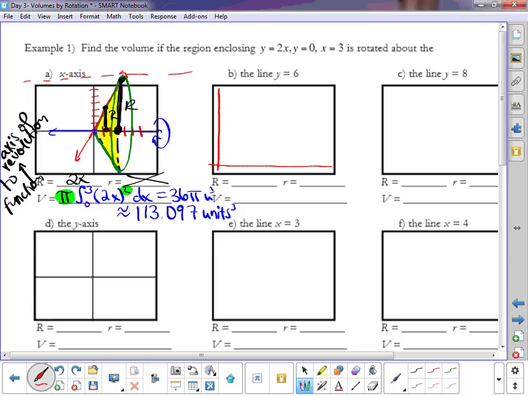We probably want about a height of 12 there. And it doesn't have to be exact. We're just trying to get an idea of the visual there so we can establish what our radii are going to be. All right, so again, I know we have a point, what was that, 3, 6?